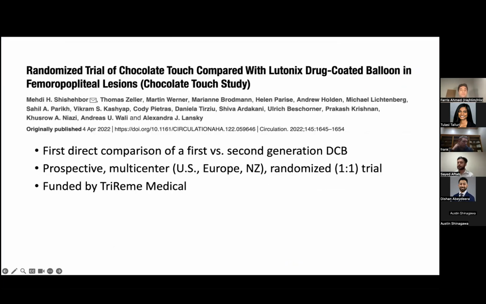So just some background on the Chocolate Touch study. It's the first direct comparison of a first versus second generation drug-coated balloon. It's a prospective multi-center study between the United States, Europe, and New Zealand. It's also a randomized one-to-one trial, and it was funded and directed by Trireme Medical. Trireme Medical is a medical device company based out of California, and they develop many different therapeutic mechanisms for the treatment of complex vascular diseases, such as the Chocolate Touch device here, as well as some other coronary stent systems and percutaneous devices.